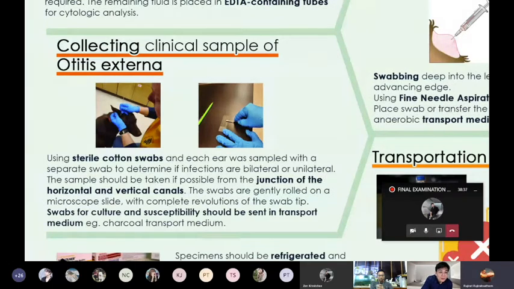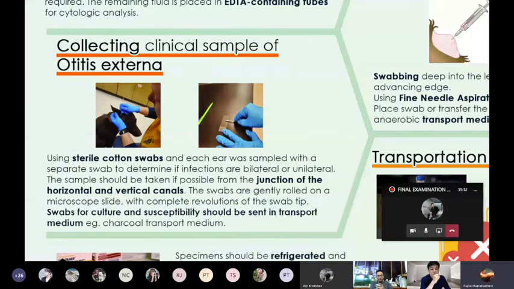Now we're going to talk about collecting clinical sample of otitis externa case. To collect a sample in this case, specimens from the external ear canal are picked up during physical examination and otoscopic examination of the ear. After we finish patient preparation, a sample of ear secretion is collected using a sterile cotton swab, and each ear is sampled with a separate swab to determine if infections are bilateral or unilateral.